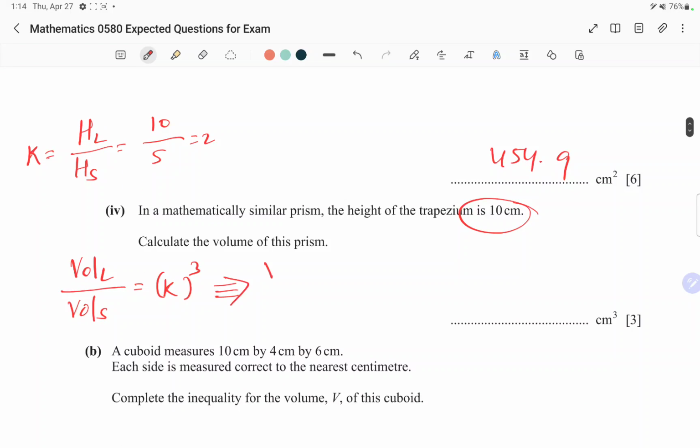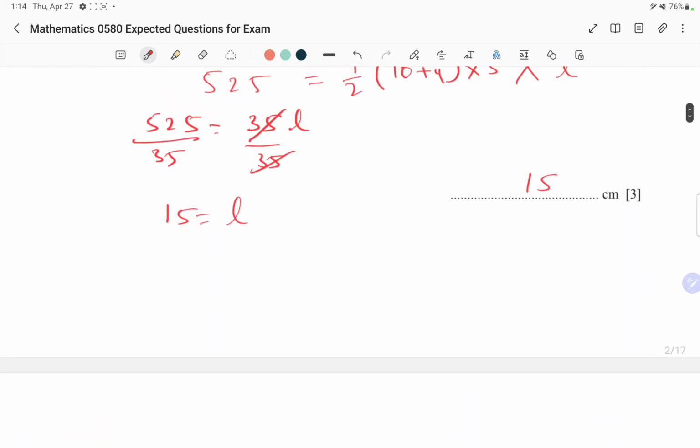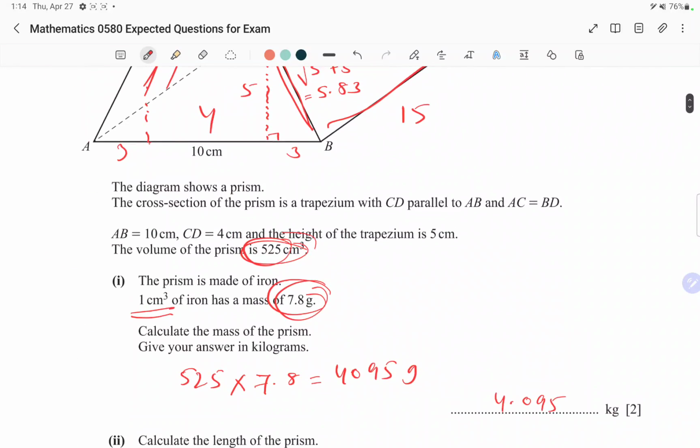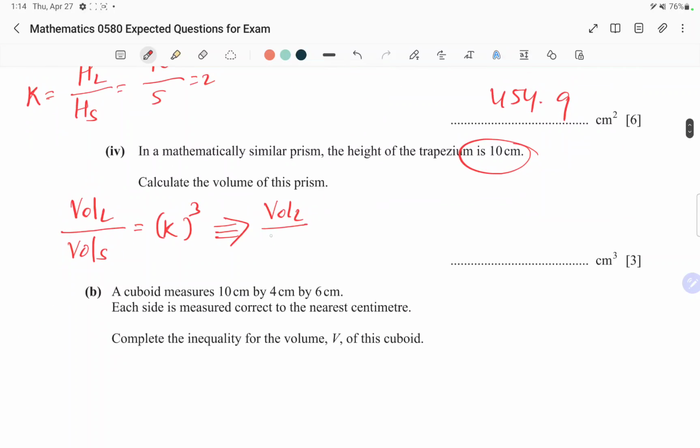Now here volume of larger prism we need to find, and volume of smaller prism we already found. It's given 525, and equals K cube, so that's 2 cube, which is 8. So now volume of larger prism will be 8 times 525. So just multiply 525 times 8, which is 4200 centimeter cube.